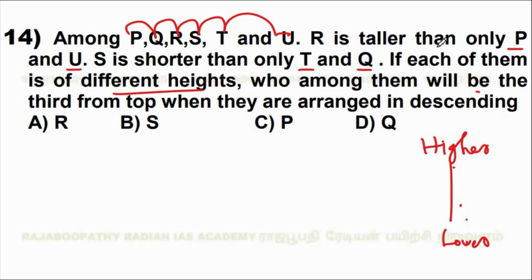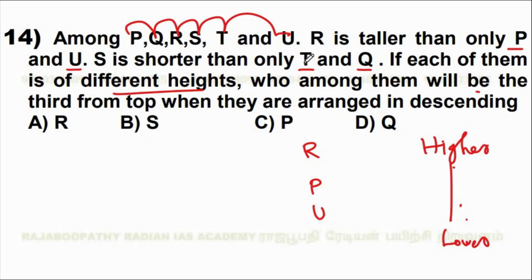See, R is taller than P. R is taller than only P and U. When R is taller than them, it means R must be above. Here P and U are there. I do not know whether it is P and U or U then P.